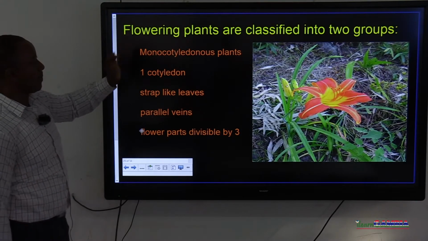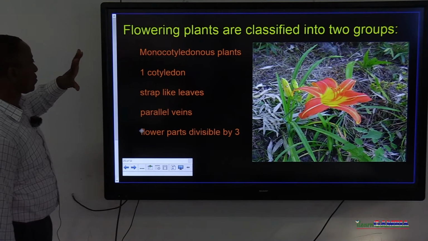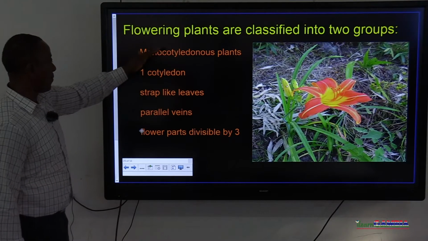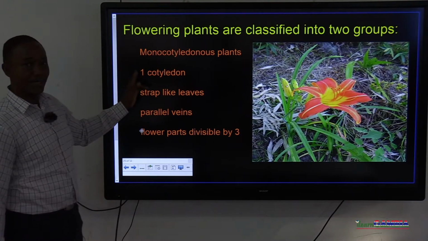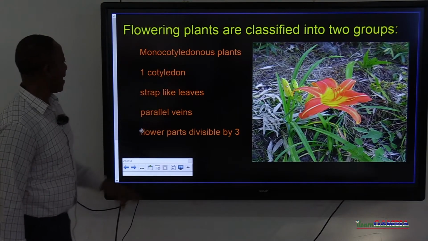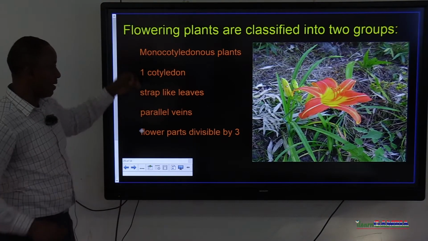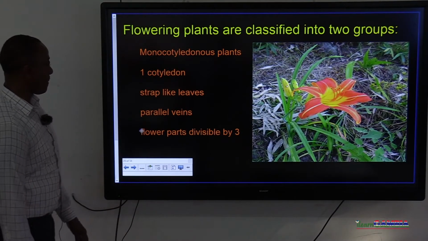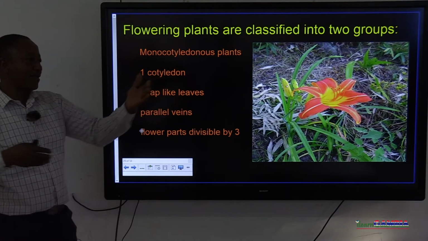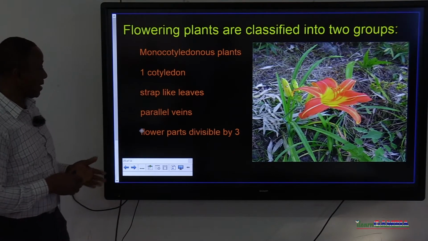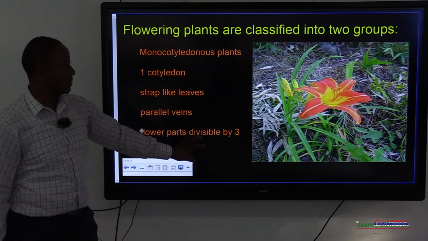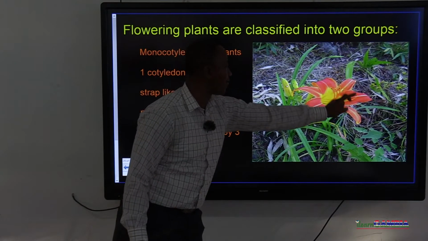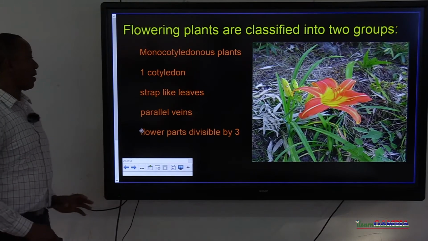So flowering plants are classified into two. We have the monocotyledonous plants, and what are their characteristics? One is that they have one cotyledon, and they have thin leaves that look like straps. Okay, strap-like leaves, and they have parallel veins. So if you look at the leaf, the veins in them are parallel. And the flower petals, if you count them, are in multiples of 3. So like here you have 1, 2, 3, 4, 5, 6. So this is how they are arranged.